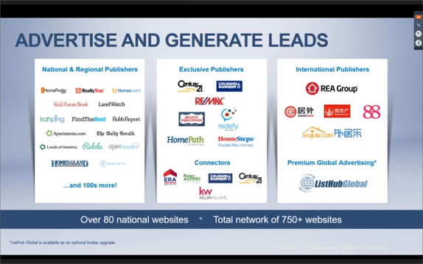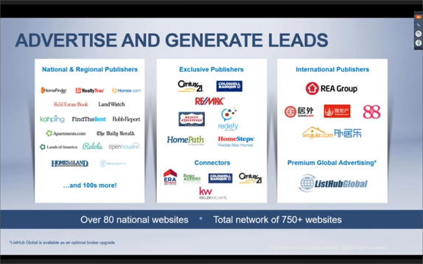Then we also have some exclusive publisher partners, such as Century 21 and Home Pass by Fannie Mae and Home Steps for Freddie Mac. We offer connector products for those Realogy and KW affiliates. But you also have some international publisher options, including REA Group and Juwai in China, and there's also an optional premium global advertising option. But when your broker is taking advantage of the full ListHub network, you have the ability to reach, again, over 80 national publisher sites.